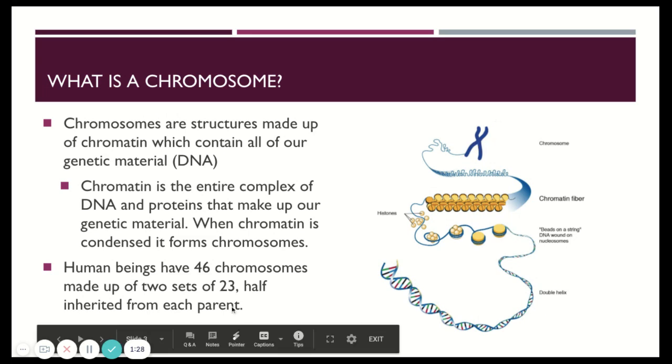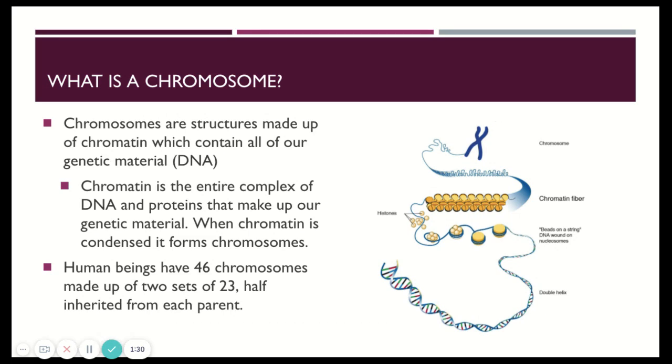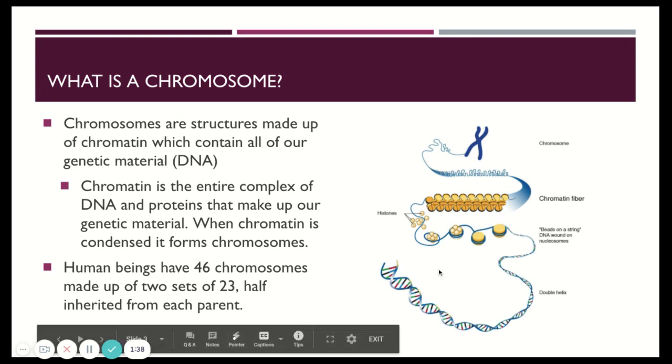Human beings have 46 chromosomes made up of two sets of 23, half from each parent. So half from the sperm and half from the egg come together to make up 46 chromosomes. This number of chromosomes differs in various species, but in humans it is 46.